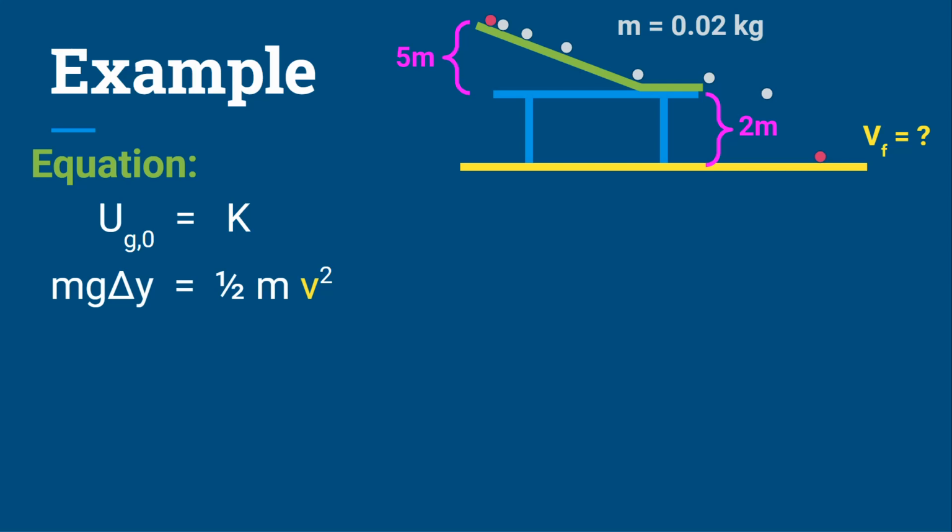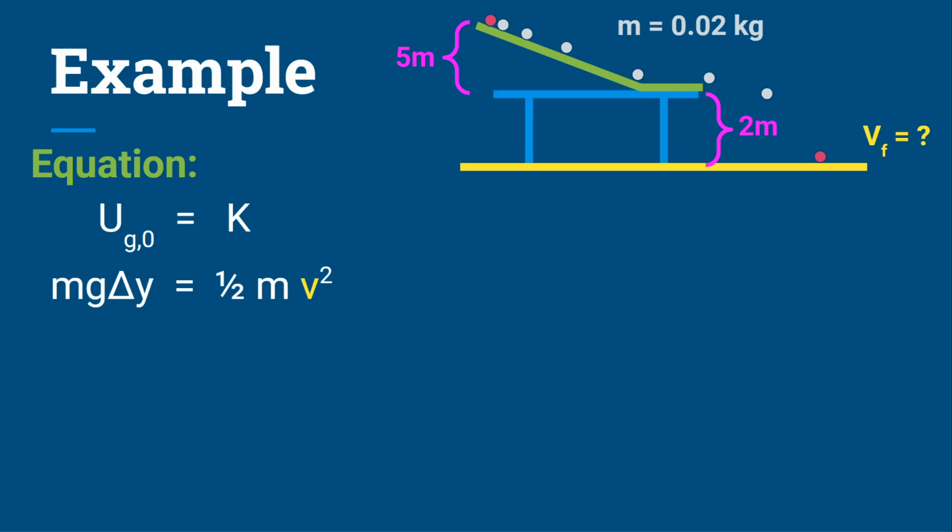Gravitational potential energy is mg delta y. Sometimes you'll see it written as mgh. H is height, delta y is vertical displacement. They can be used interchangeably. Okay, and so that's my equation for my gravitational potential energy. My kinetic energy is 1/2 mv squared.